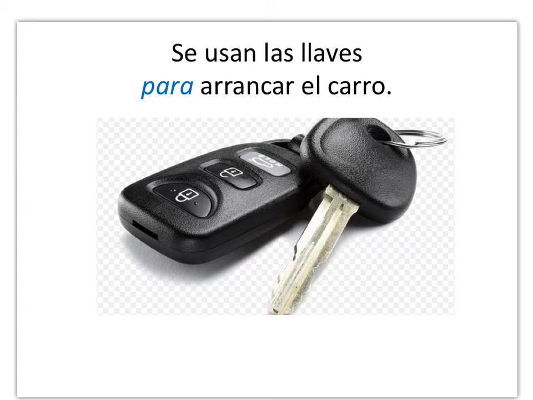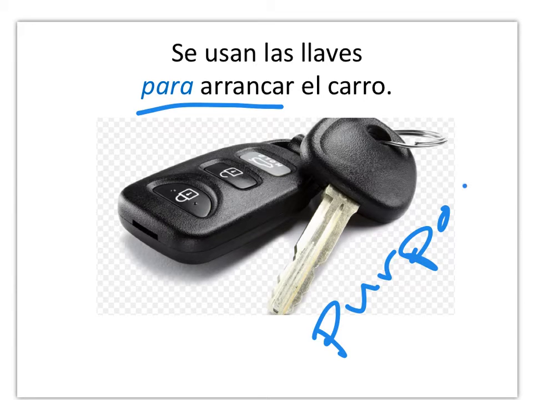Se usan las llaves para arrancar el carro. So this is una descripción de vocabulario en el examen. I'm going to give you las llaves, and here's your answer: se usan las llaves para arrancar el carro. So how is para plus infinitive being used in this example? Because we can use por with infinitives, but when we use para with infinitives, we're not giving an explanation. This is para plus an infinitive to state a purpose. They are used for. This is what they're used for.